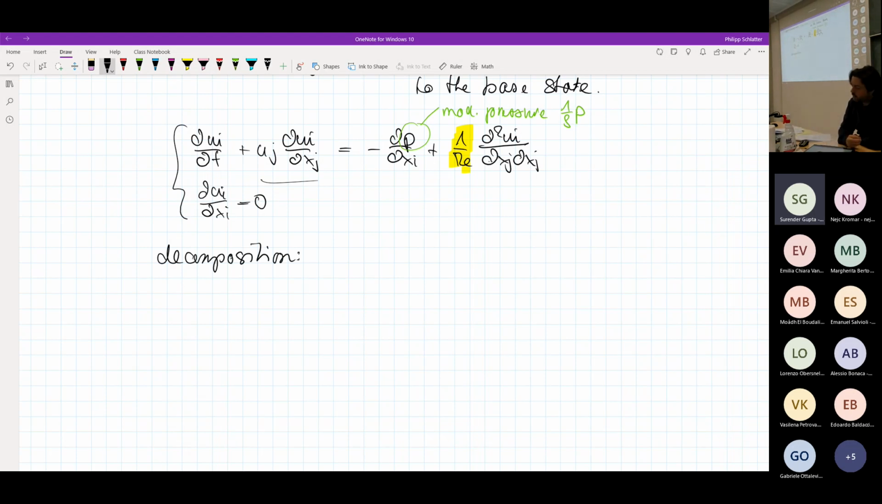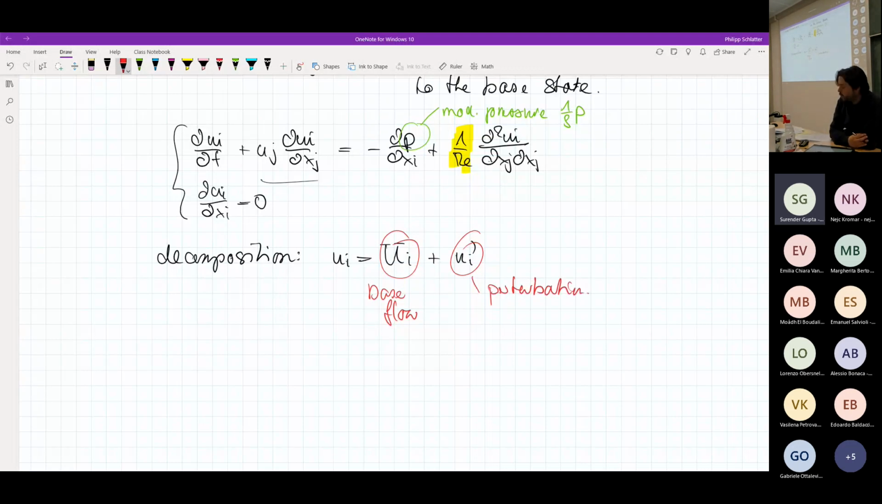So we need to first do a decomposition of our solution, ui, into a base state, Ui, I use here a capital letter, plus some perturbation. Now, of course, in terms of the formulation, it's not extremely smart that I was using a tilde before and now I'm using a prime, but for the perturbation, when we do Navier-Stokes, we typically use a prime. So we have here the base flow, and this one here would be the perturbation.